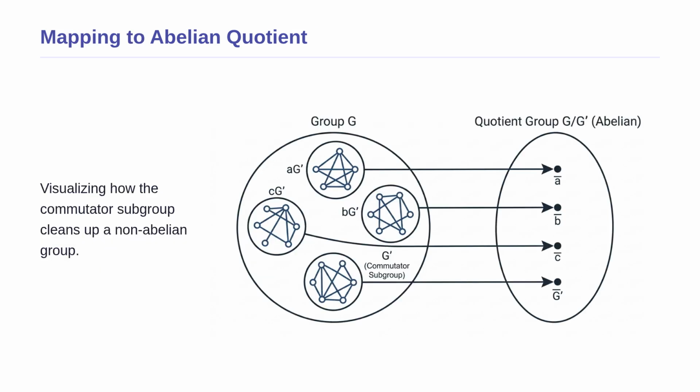Let us visualize what we just proved. On the left, we have our original, messy, non-abelian group G. The smaller circles inside are the cosets, including the commutator subgroup itself. Notice how complex the elements inside each coset are? But follow the arrows to the right. By treating the entire commutator subgroup as a single identity element in the new quotient group, all that non-commutative mess is hidden away. The resulting structure on the right is perfectly well behaved, simplified, and commutative.